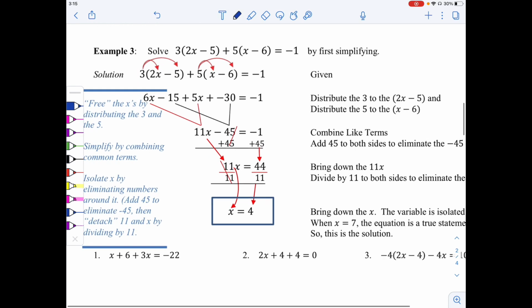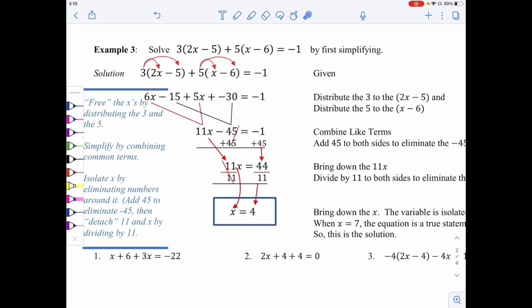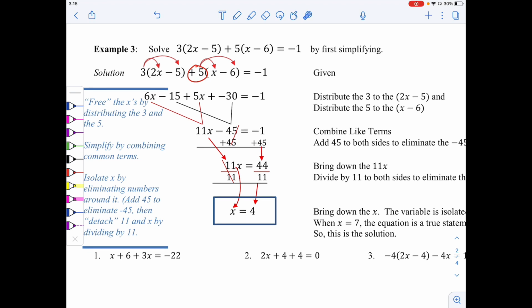Example 3. Here we have two parentheses. First thing is we're just going to distribute, just like we did before. Distribute the 3, distribute the positive 5. Remember our signs, it's positive 5. Then we get this, and we combine like terms. We simplify and get 11x minus 45 equals negative 1. And then we just solve it. Add 45, divide by 11, and we get our solution. So we just added two things together: distributing, combining like terms, and then once we have a two-step equation, like last time, we can just solve it.